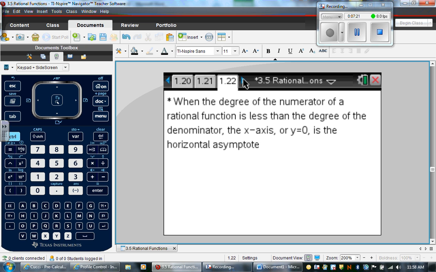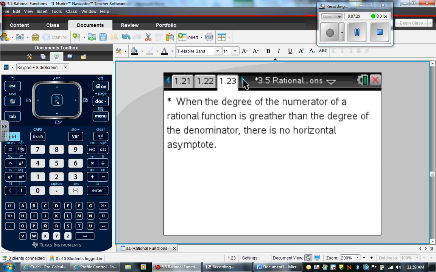When the degree of the numerator is less than the degree in the denominator, you have a horizontal asymptote at the x-axis, or y equals 0. And when the degree of the numerator is greater than the degree of the denominator, there is no horizontal asymptote.